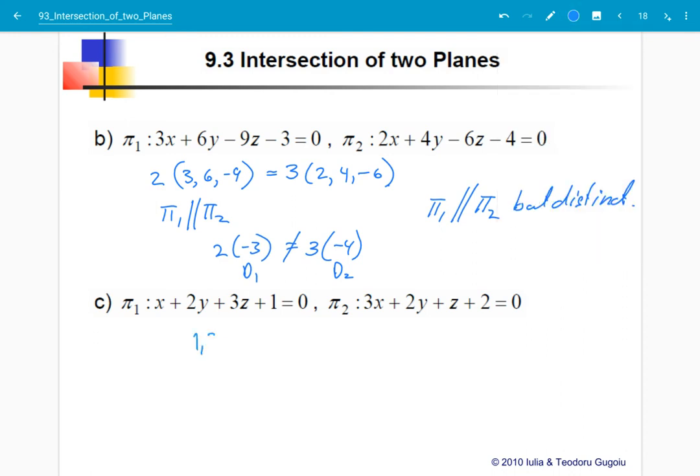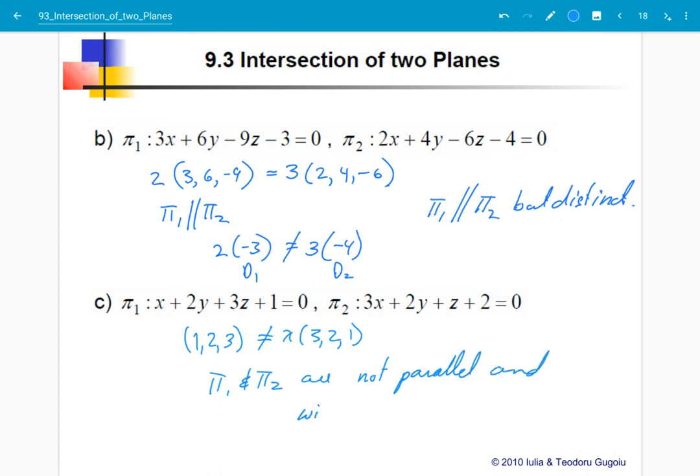1, 2, and 3 proportional to 3, 2, and 1. Is that true? No. Plane 1 and plane 2 are not parallel and will intersect at a line.